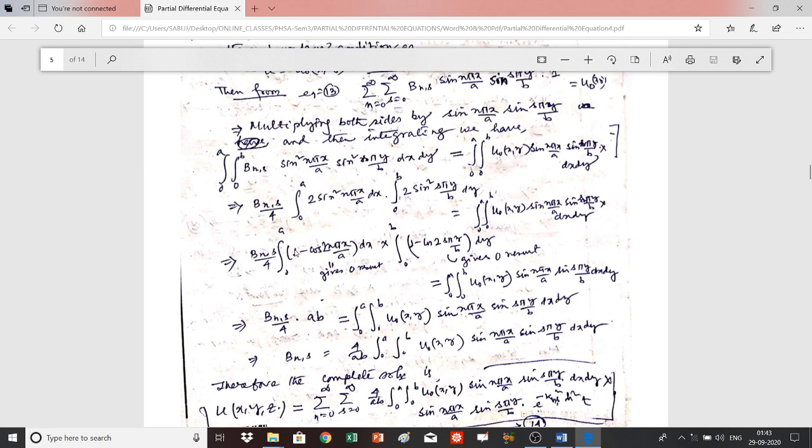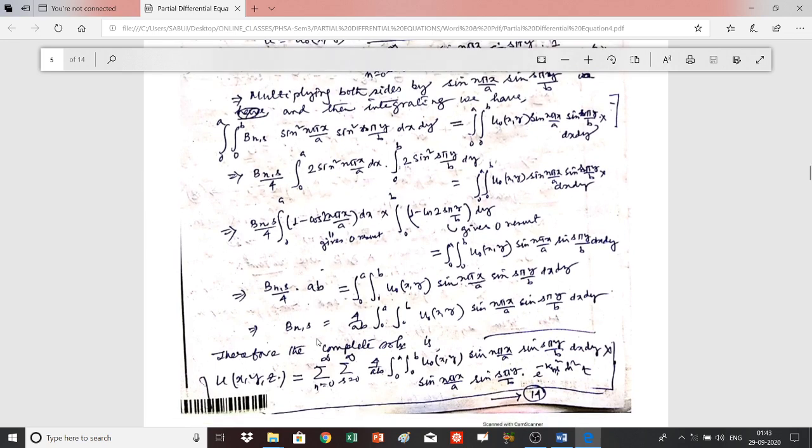So the only result that will come from this expression is from 1 into dx and 1 into dy, that is the integration of dx and integration of dy. That will give you b_ns by 4 times a times b, equal to the integral 0 to a, 0 to b of u0(x,y) sin(n pi x by a) sin(s pi y by b) dx dy. And from there b_ns is equal to 4 by ab times the integral 0 to a, 0 to b of u0(x,y) sin(n pi x by a) sin(s pi y by b) dx dy. So therefore the complete solution is here.